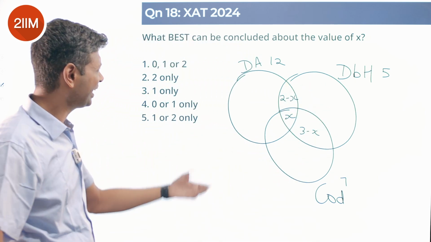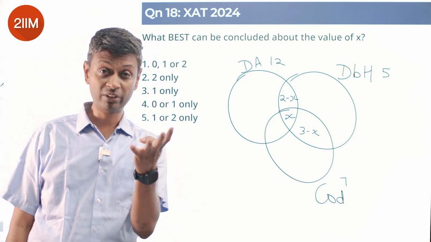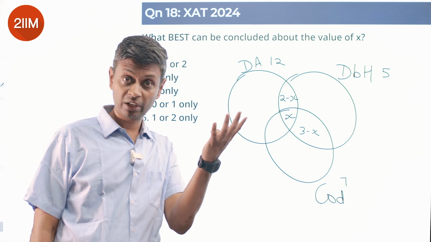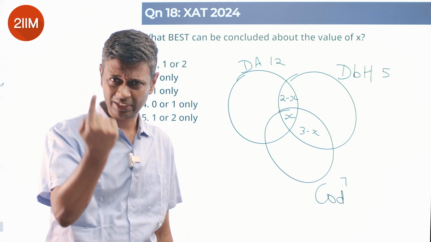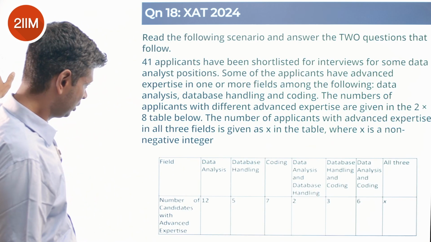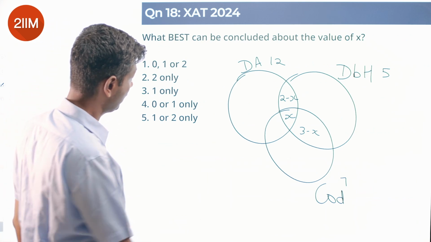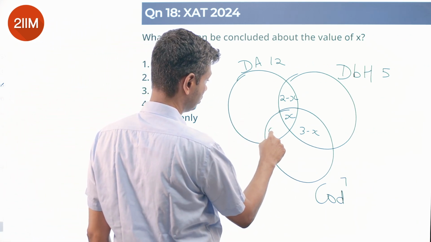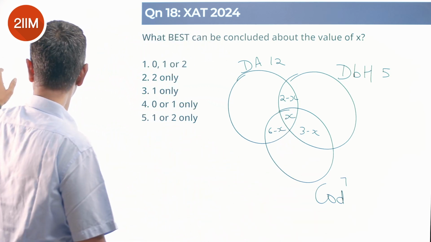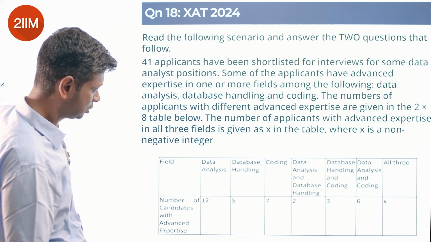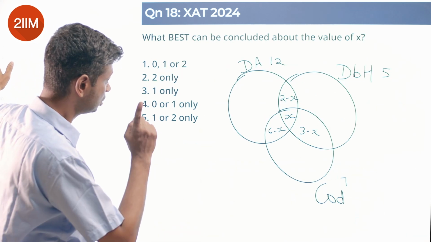Just putting this in, I can use that formula A union B union C is A plus B plus C minus A intersection B minus B intersection C minus C intersection A plus A intersection B intersection C. But I like doing this because I can stick everything with 1 because only one missing number, right? x. This is the other one. Data analysis and coding is 6. So this is 6 minus x. Right, so 2, 3, 6. Data analysis and database handling is 2. 2 minus x.